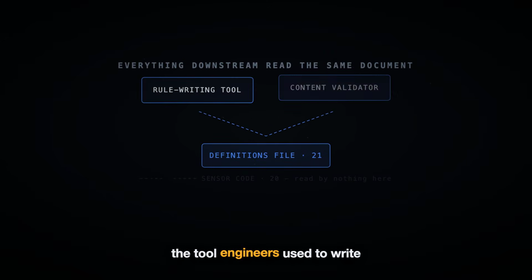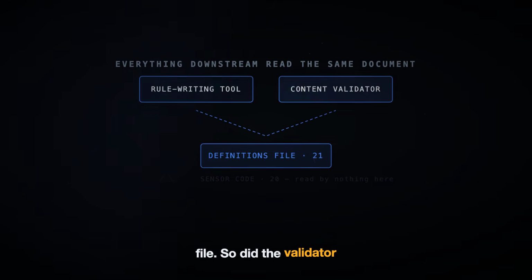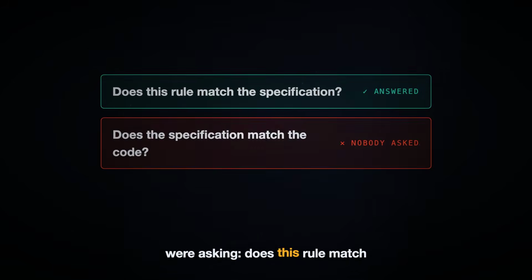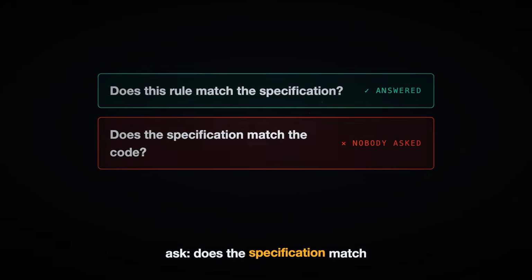And the tool engineers used to write new rules read the definitions file. So did the validator that checked their work. Both were asking, does this rule match the specification? Neither could ask, does the specification match the code?